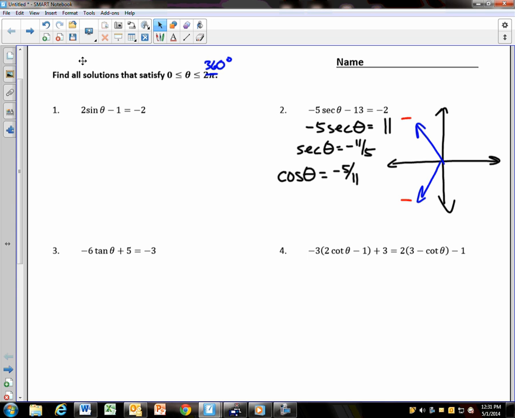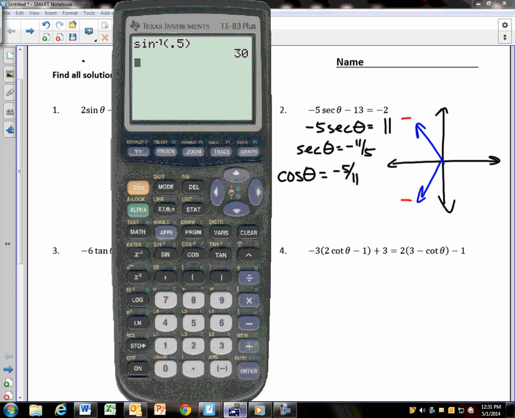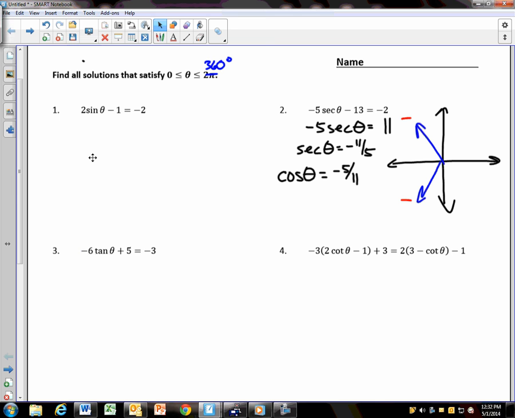Sometimes you're involved. Okay, so we do cosine inverse of 5 over 11. And I get 62.96. Here's a point of clarification. 62.96. It always goes between the x-axis and the terminal side of the angle. Always between the x-axis and the terminal side. Never, ever, ever put the angle up against the y-axis. Never.